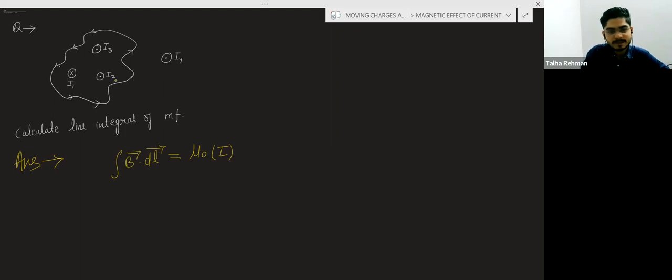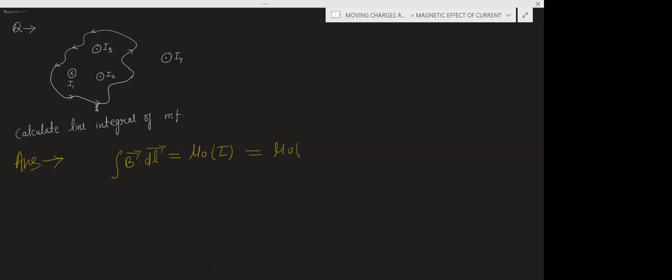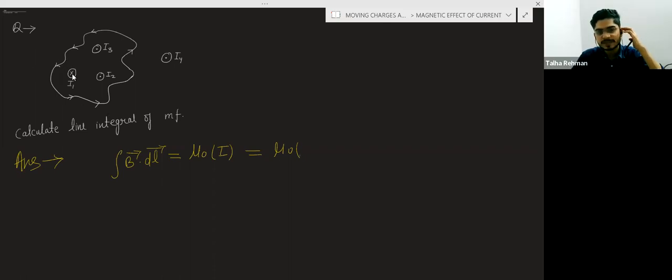This is equal to mu zero, and now you will take the outward direction as positive. You can take the direction according to you also; you can take the inward direction as positive also. I am taking the outward current as positive. So is this current outwards or inwards?